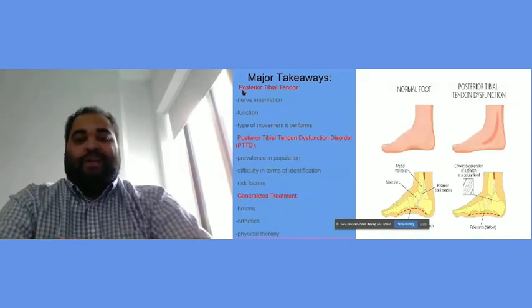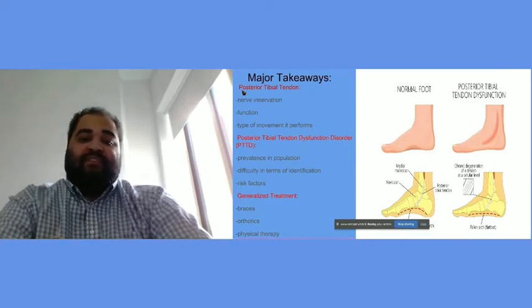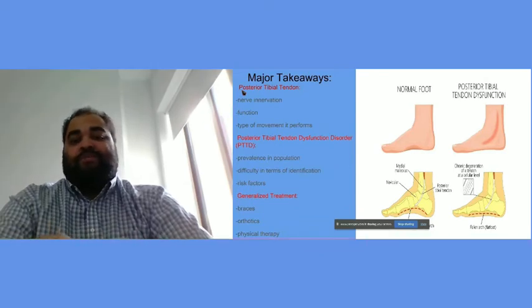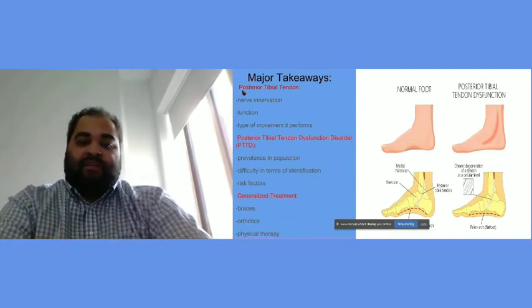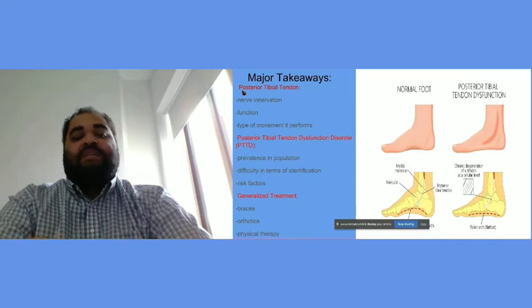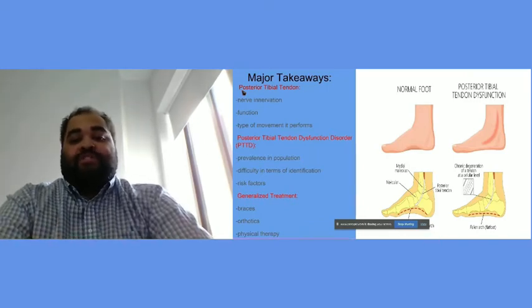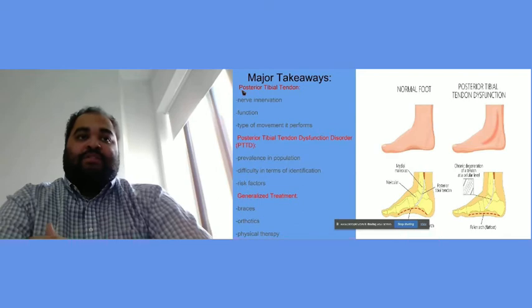Good afternoon, my name is Chris Wallace, and I'm going to be going over the conclusion section for posterior tibial tendon dysfunction, or PTTD for short. My part consists of 3 separate parts, firstly being the main idea section, or the major takeaways, secondly being the future predictions, and lastly being the conclusion. So let's get into it.